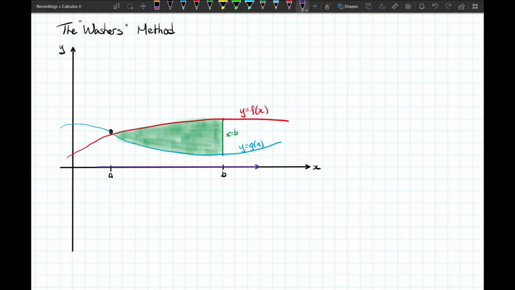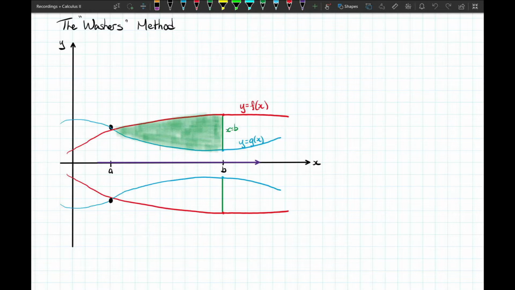I'll draw a purple line here along the x-axis. That's our axis of revolution. And in order to get an idea of what the solid would look like, let's just take a mirror image of what's above the x-axis, reflect it to below the x-axis. With this reflection, we might be getting an idea of what a cross-section will look like.